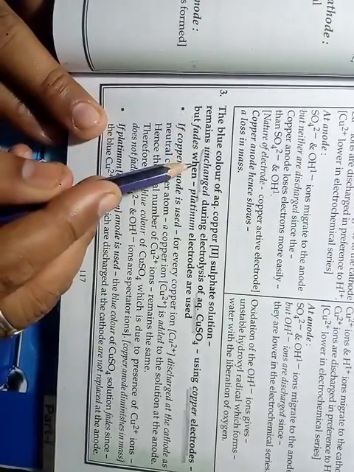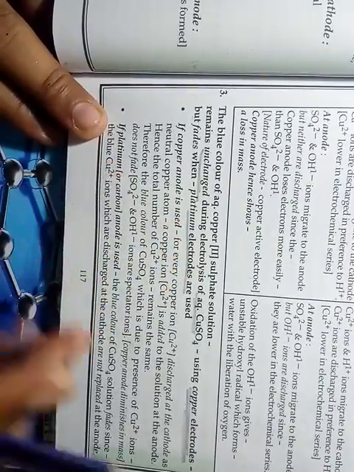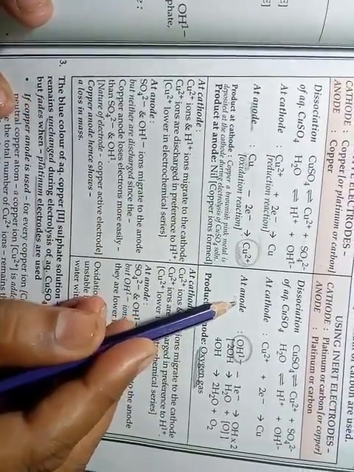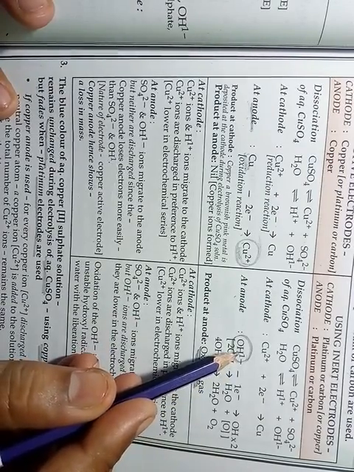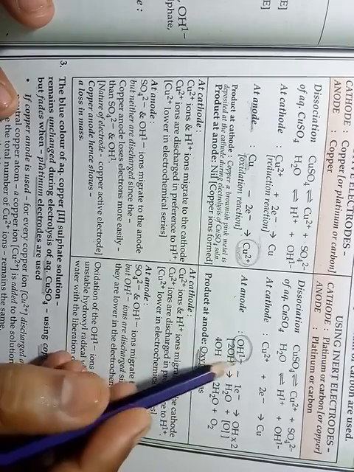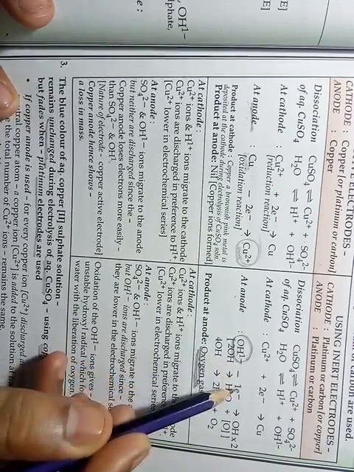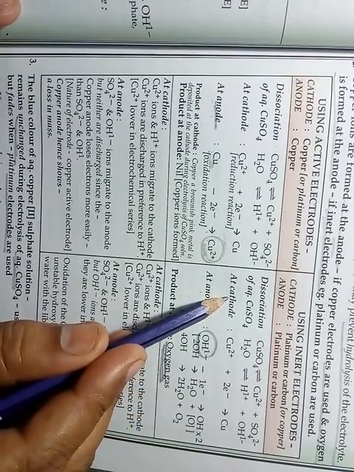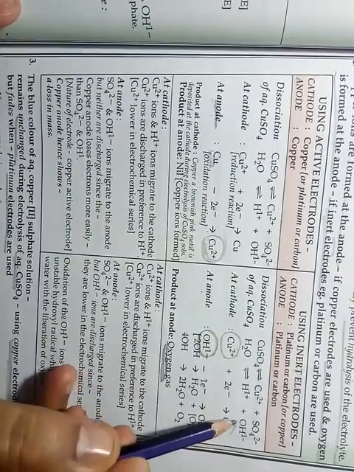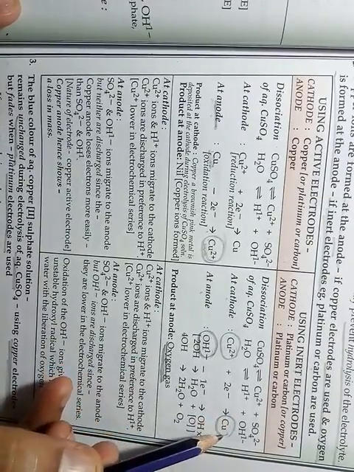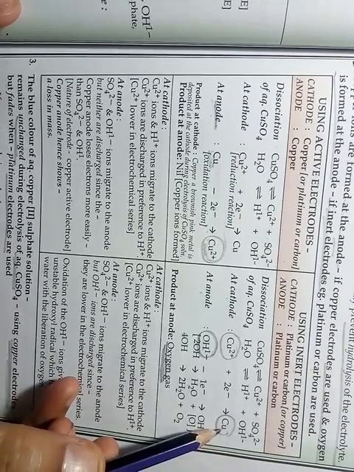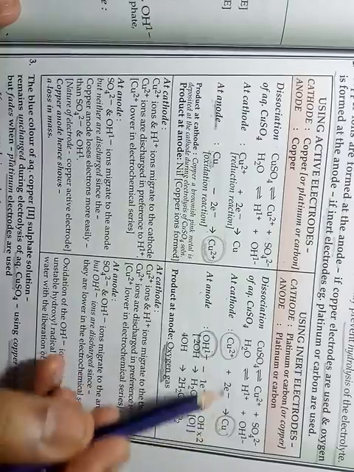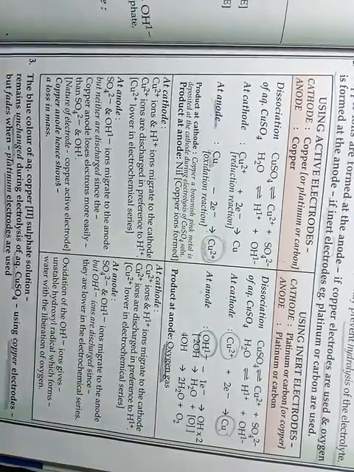But it fades when platinum electrodes are used. Why does it fade? Because in that condition, at the anode discharge of OH minus ions takes place, so there will be no formation of copper ions, and copper ions are only used up at the cathode. Due to the loss of copper ions in the form of neutral copper atoms, the color of the solution will fade away after some time when we use inert electrodes in electrolysis.